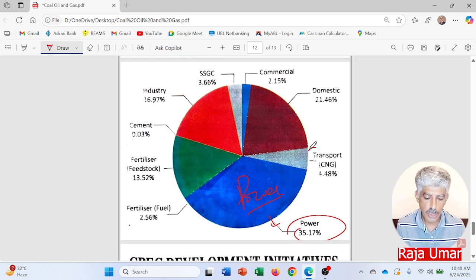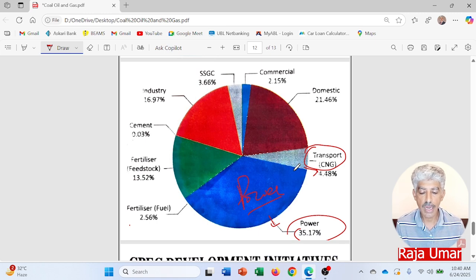And then in transport, CNG 4.48%. As you know, many of the CNG stations are now shut down, as there is a lack of natural gas supply across the country. We have almost done with the usage of the natural gas in Pakistan, as now we have started importing a lot of natural gas as liquid petroleum gas from Qatar. So the production has decreased, and the consumption has decreased to a greater extent in CNG, especially in the Punjab and Sindh provinces.